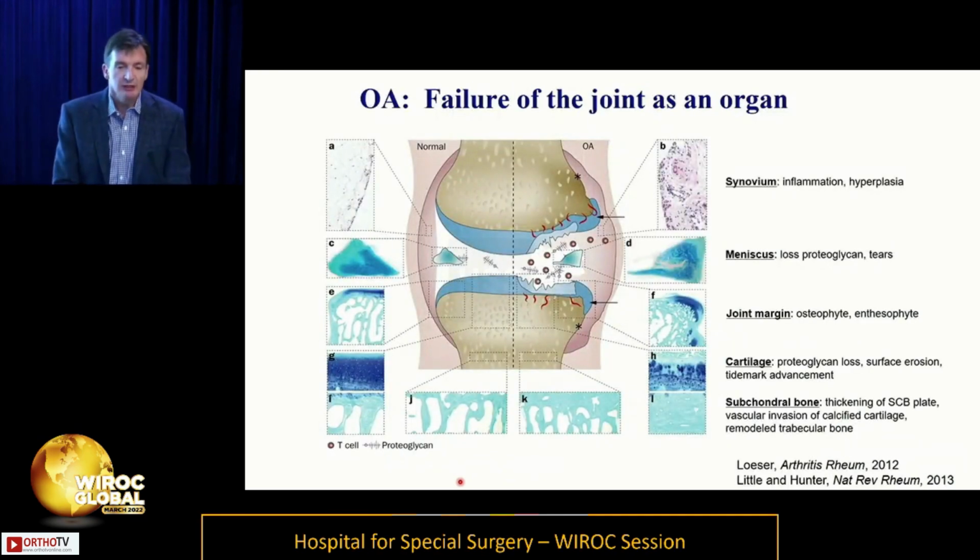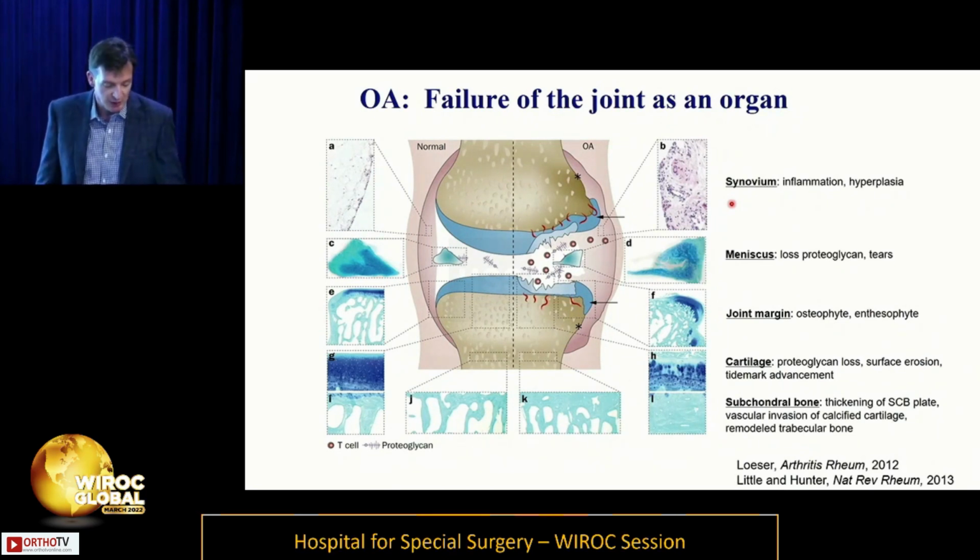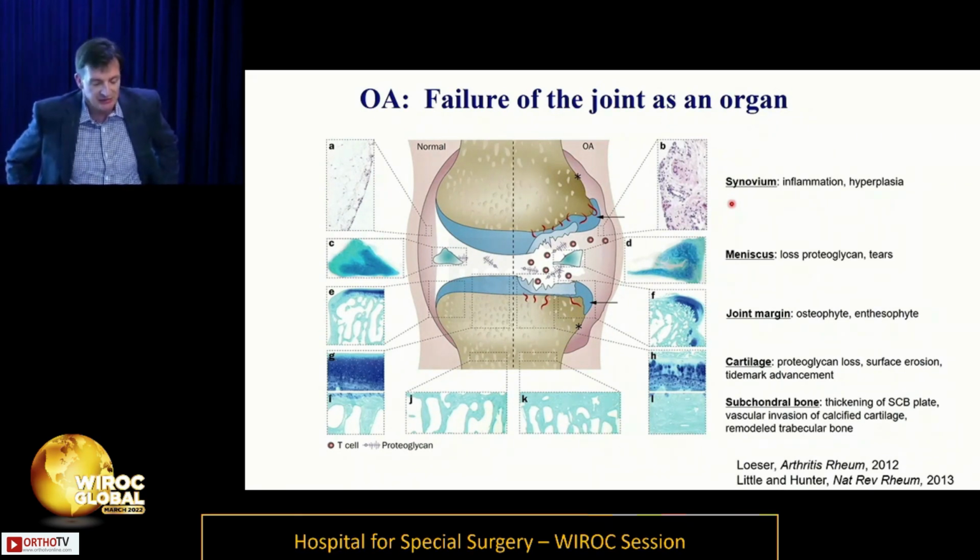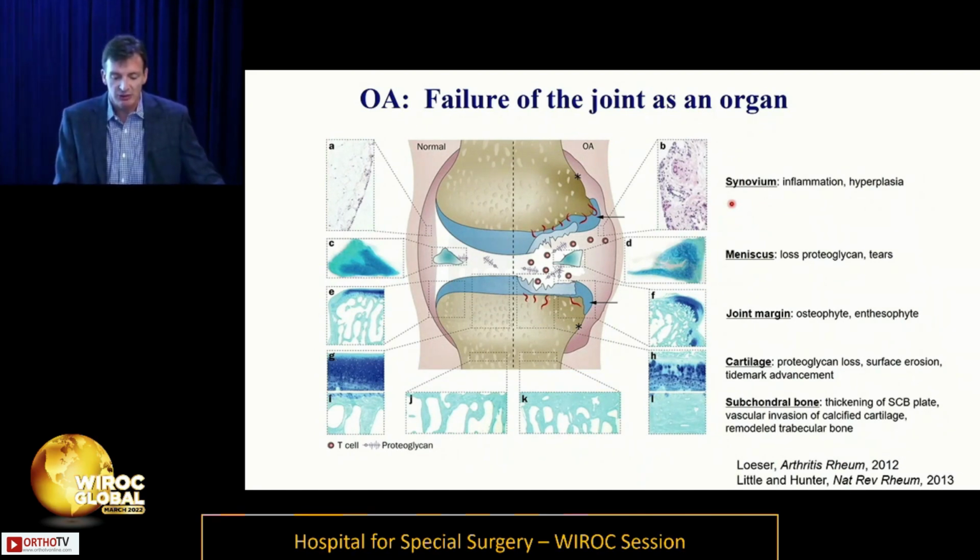So we really view OA as failure of the joint as an organ system. It involves all the different tissues within the synovial joint, including the synovial lining, as we looked at histologically a minute ago. There's obviously breakdown of the cartilage. There's extensive remodeling of the bone. And I think all these different tissues involved in this pathogenic process, and the failure of the joint as an organ, contribute in different ways to promote, in my world, inflammation that further contributes to the progression of OA.